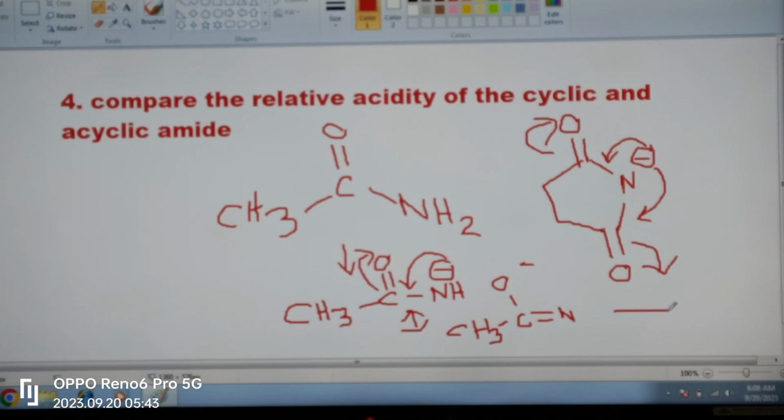So if you consider the number of canonical forms between cyclic and acyclic amide, the cyclic amide has more canonical forms, and this NH proton is doubly activated by the minus I effect of the two carbonyl groups. So the acidity of the cyclic amide will be more compared to the acyclic amide. I think this is clear to all of you. I have taken the cyclic amide as succinamide. Succinamide is more stable than acetamide.